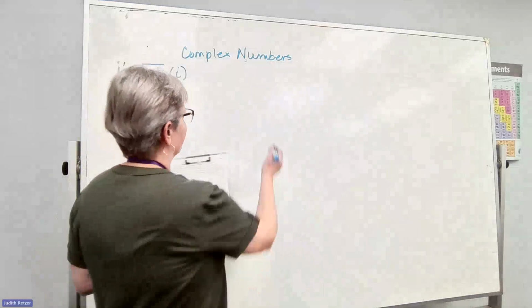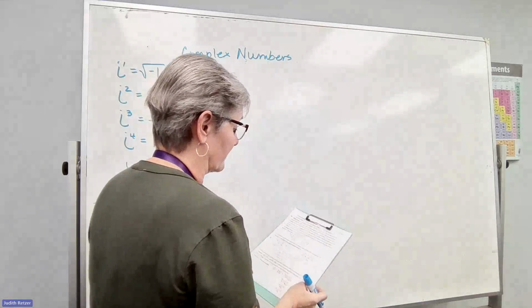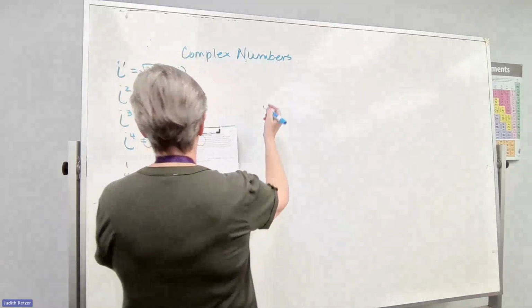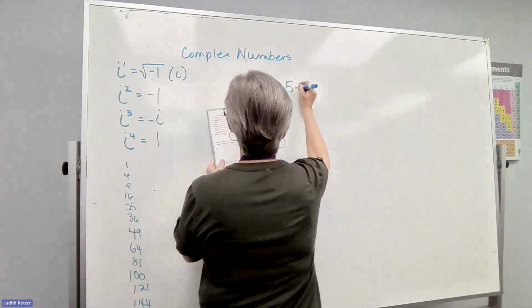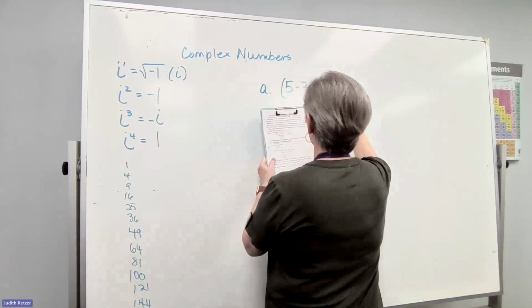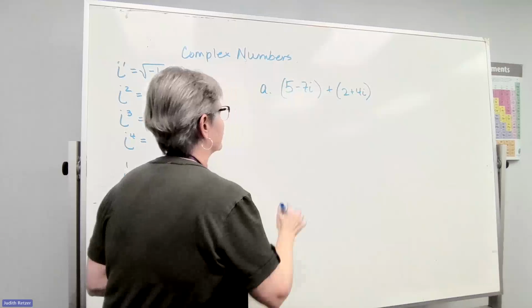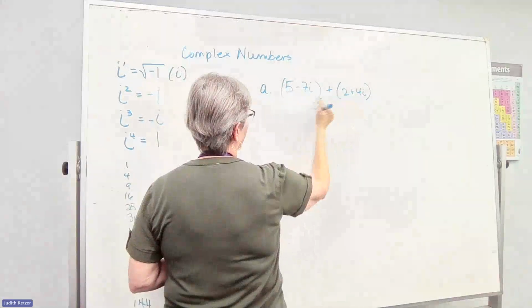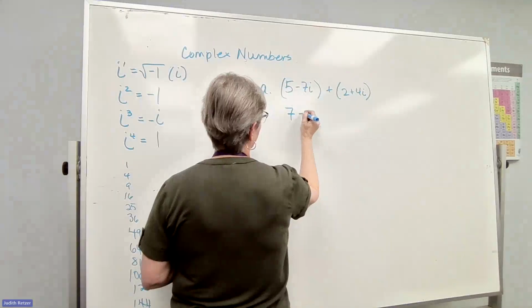Okay, so moving on down, when adding and subtracting complex numbers, combine only like terms. When multiplying, use FOIL. Okay, so A says 5 minus 7i plus 2 plus 4i. Okay, what are we going to add together? 5 and the 2, that's a 7.